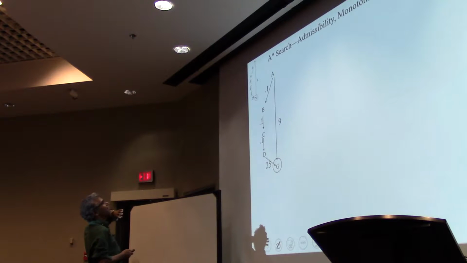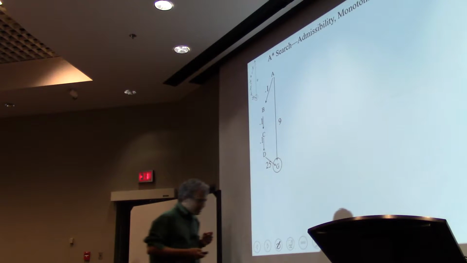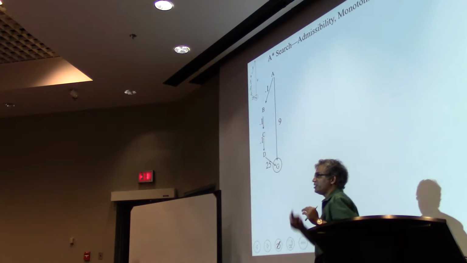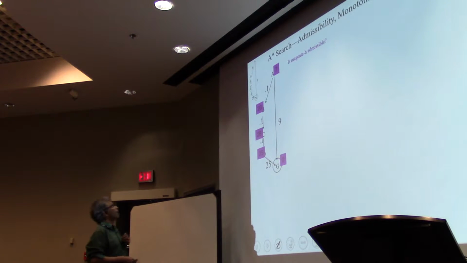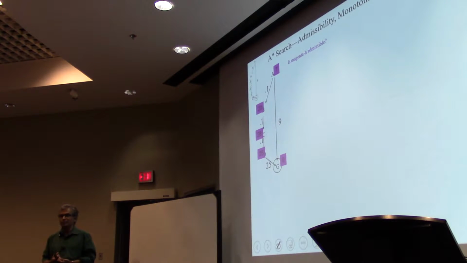Okay, let's do this. So here is the example. Suppose I put a heuristic on this graph, and you tell me whether it is a lower bound or not. There is a magenta heuristic. Is the magenta heuristic admissible?